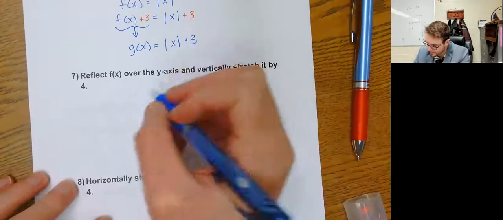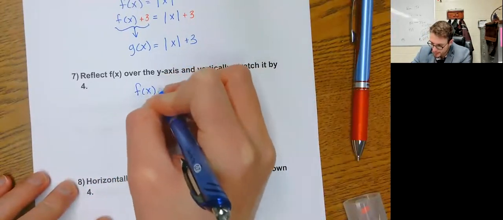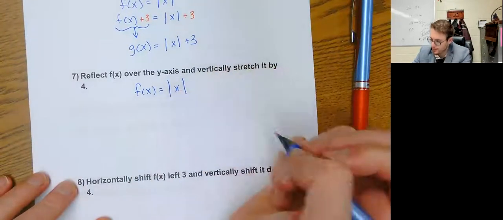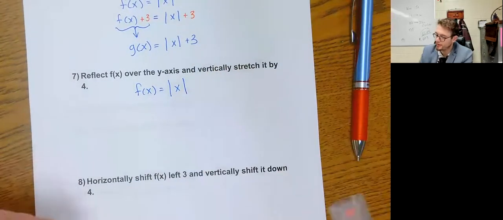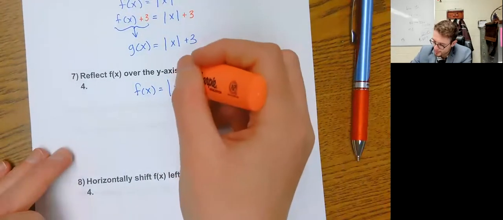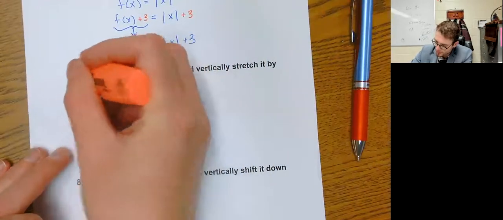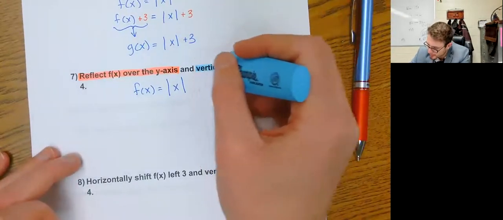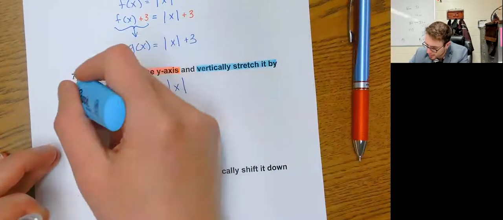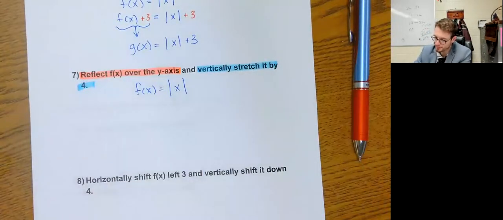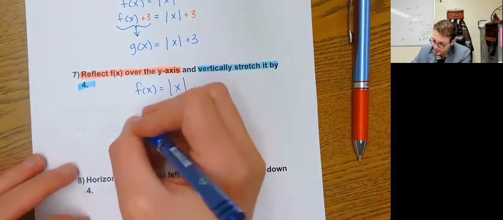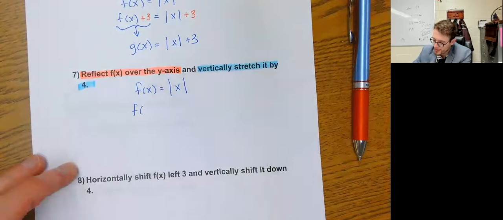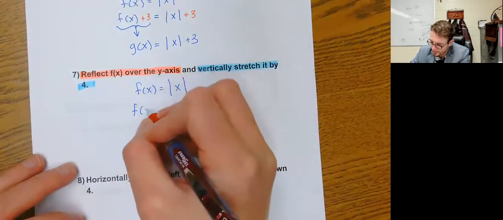Anyways, f of x equals the absolute value of x. We are going to want to reflect this over the y-axis and vertically stretch it by 4. All right, so we are going to want to reflect over the y-axis. That means multiply the inside, the input, by a negative.